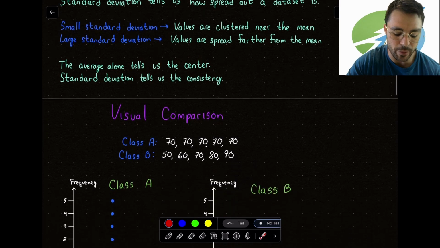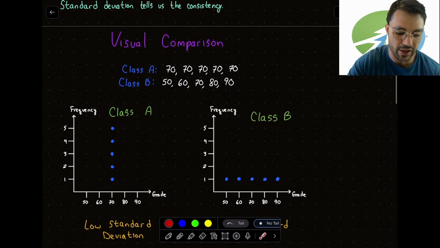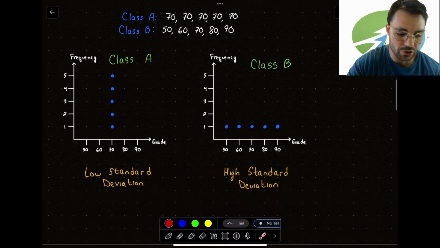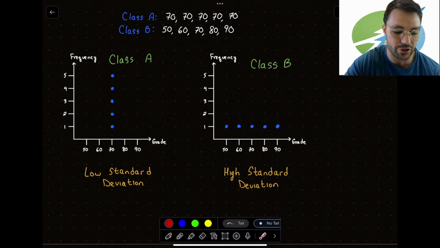Okay, so let's go back to the example we started with and let's visualize it. Here we have a dot plot of both classes. Class A, we can see 5 points at 70. In Class B, we have 1 point at 50, 60, 70, 80, and 90. Class A has a low standard deviation. All of the points are exactly at the mean. There is no standard deviation.